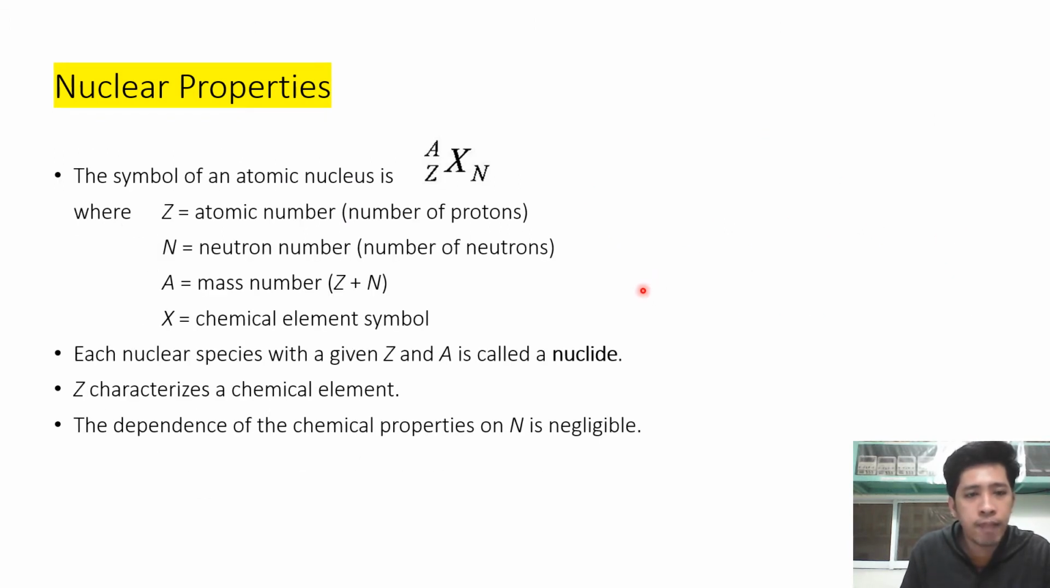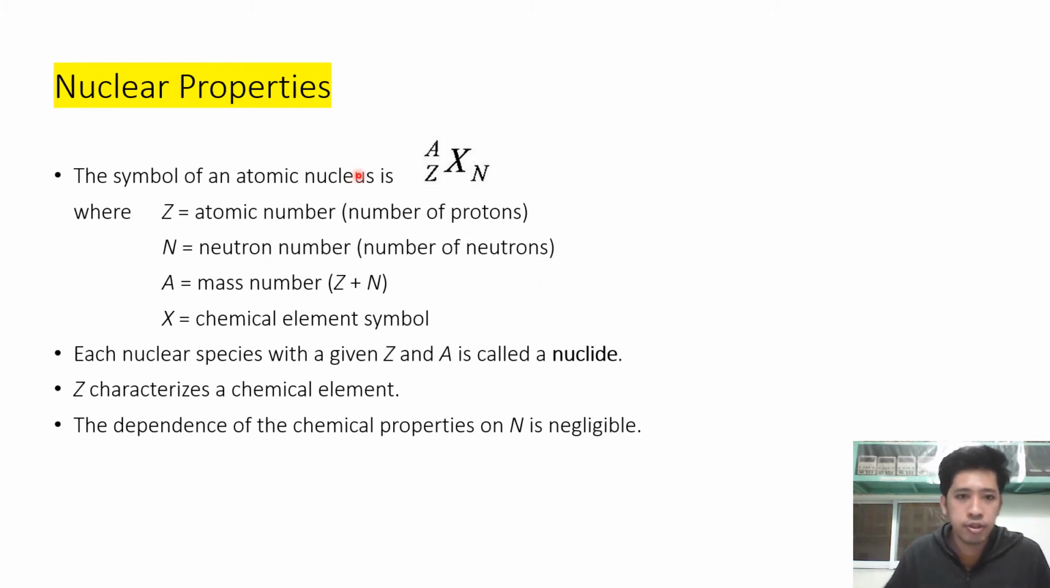So this is how you write the symbol of an atomic nucleus. You have A, Z, X, N, where Z is the atomic number, the number of protons, and N is the neutron number, the number of neutrons. A, on the other hand, is the mass number, where A is equal to Z plus N. And X is the chemical element symbol.